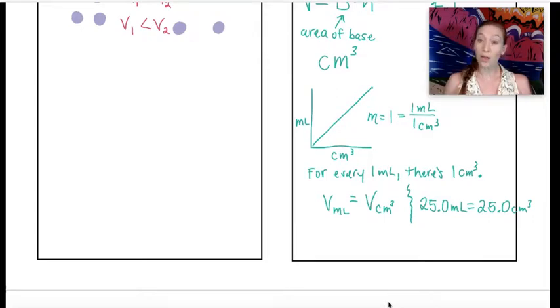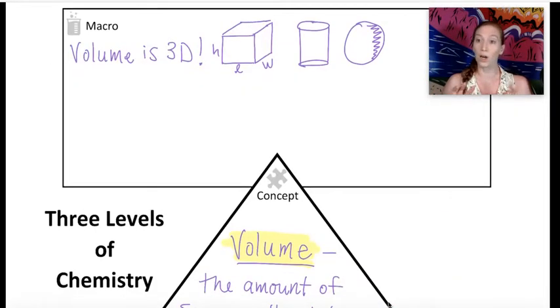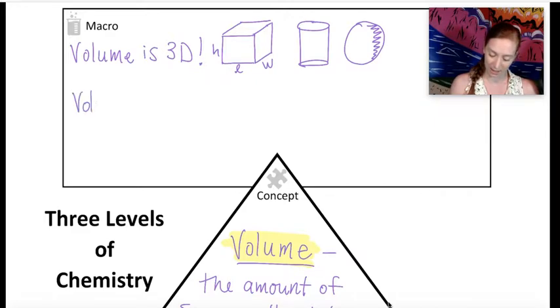Some other things that I'd like to add to our 3 levels diagram would be in the macroscopic space. We know that volume is 3-dimensional, but I also want to add one thing that I saw a lot of students comment on in the reflection question, and that is how to measure volume. I saw a lot of students mention volume displacement. So let's add that here.